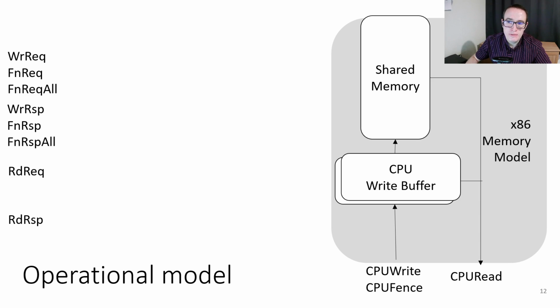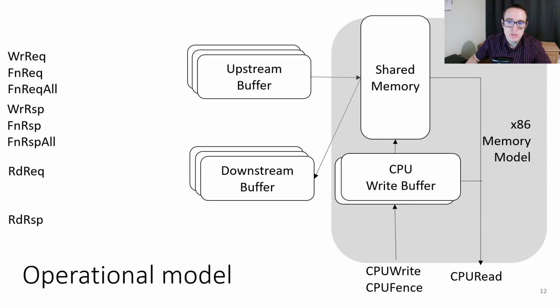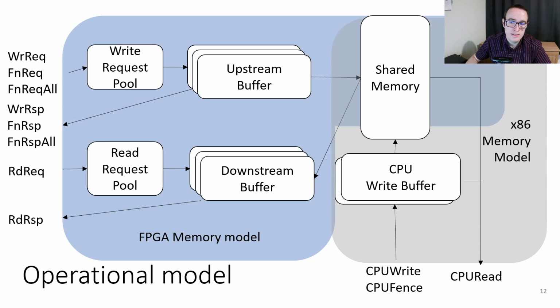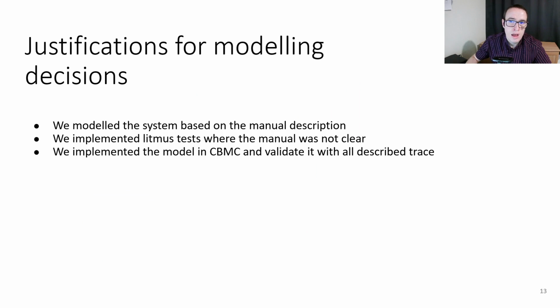But now we also have these FPGA operations and want to know how they are going to reach main memory. The first thing to take into account is that these FPGA operations can go through separate channels on their way to the main memory and back from the main memory. The second thing to take into account is that writes and reads can get reordered. We have modeled this reordering using write request pools and read request pools. And thus, we have the operational model of the heterogeneous CPU FPGA systems. So we wrote down the operational semantics for the previously described model by using the Intel manual.